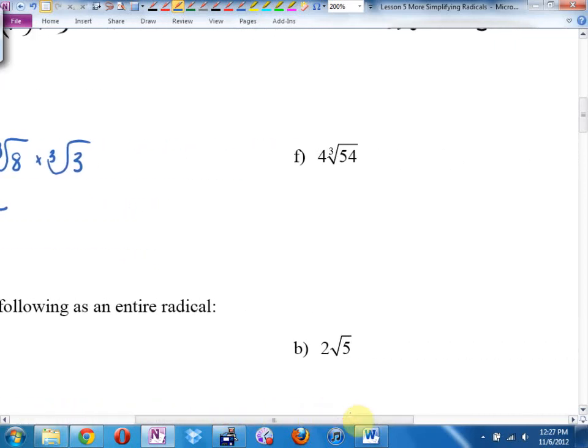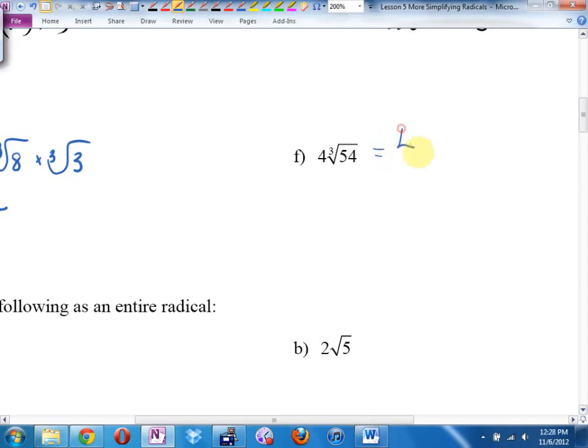F. 4 cube root 54. Make sure when you're doing these, you notice whether we're doing cube root or square root or fourth root or fifth root or whatever root. Probably going to be square root mostly, but a couple of cube roots, maybe a fourth root. 4 cube root 54.